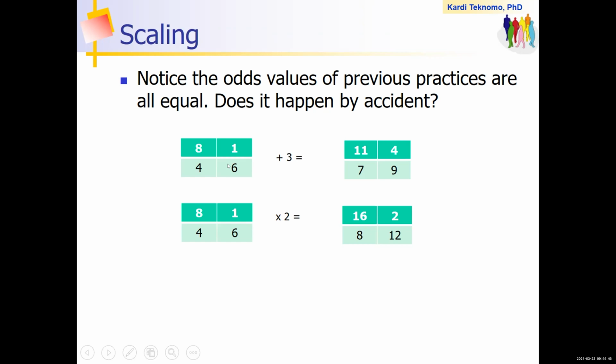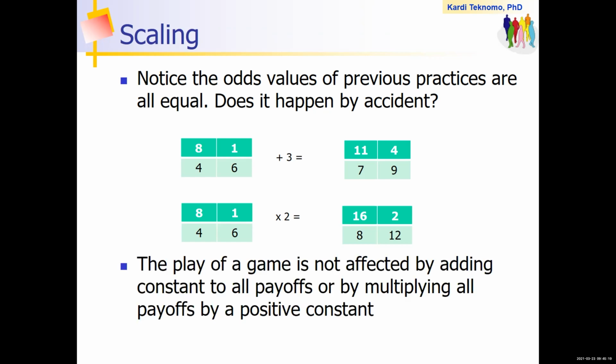You see, when you add 3 to 8, 1, 4, 6, you will get 11, 4, 7, 9, right? And if you multiply by 2, you will get 16, 2, 8, and 12. So remember, the payoffs represent utility, right? So in this case, you can do a scaling.